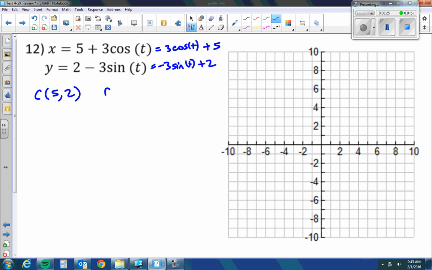The radius is 3. And let me say again, these signs, the coefficients, it doesn't matter if they're positive or negative. The radius is the same number, so therefore it's a circle. They will affect the starting point and direction, but that's all. All right, so let me draw this thing first. 5, 2 is here. Go 3 in every direction. Try to draw the circle.